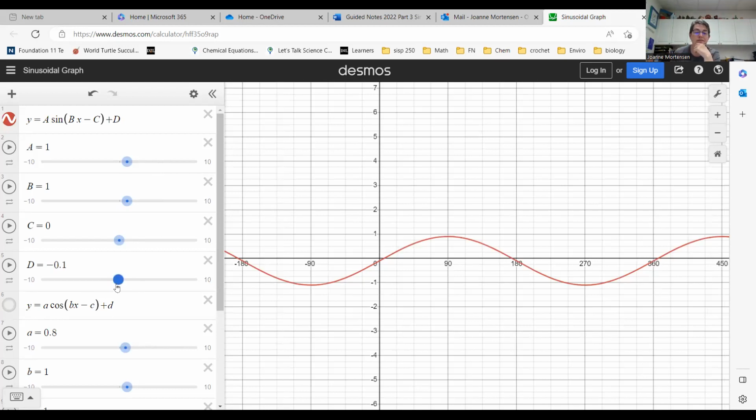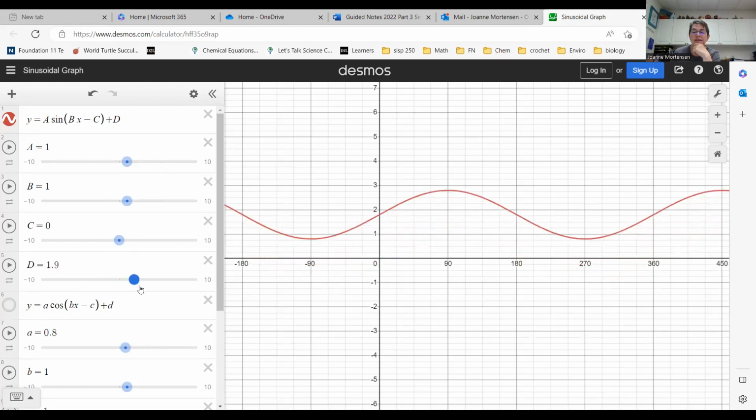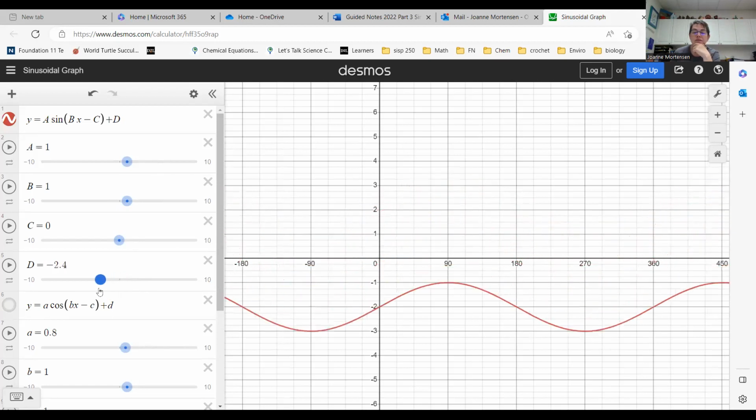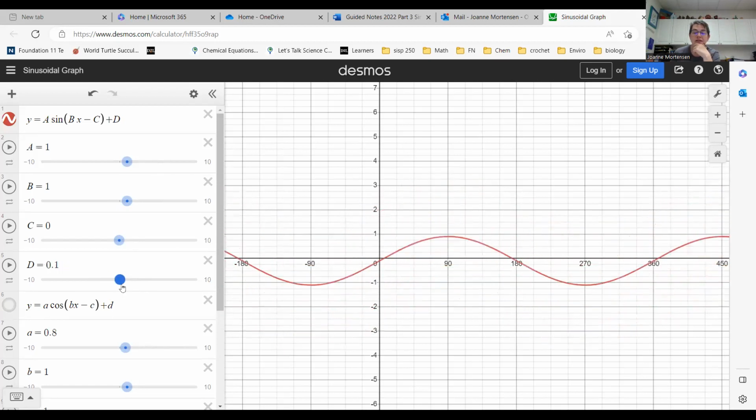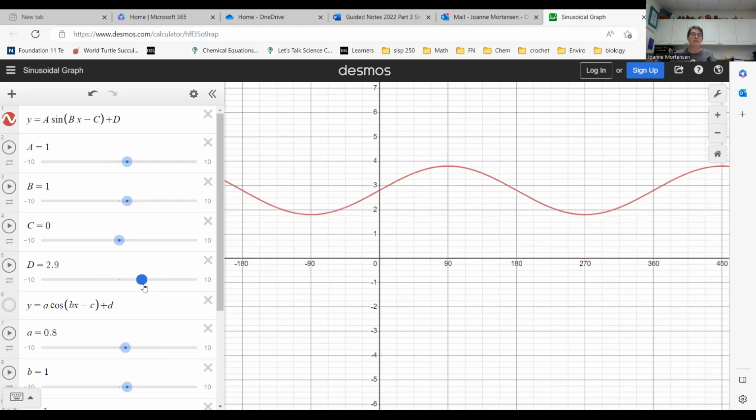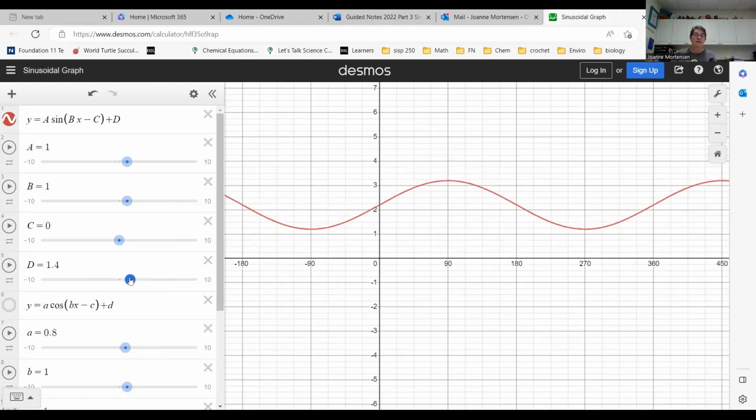So last time, remember, we played with D and we got that vertical translation. Technically we're moving the whole graph up and down, but we discovered wherever the D value was. If D is at 0, that's where my midline is going to be. If I make D at 3, you can see that's where my midline is going to be. So that is so cool and so easy. We'll put that back to 0.